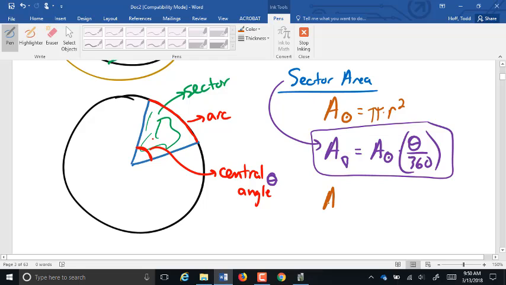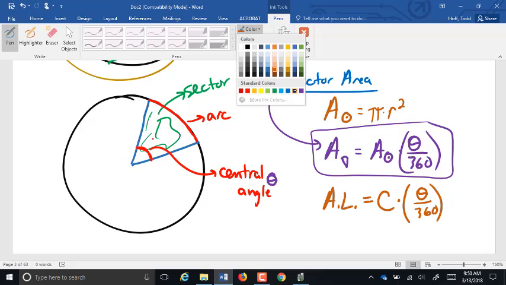The arc length is defined as a piece of the circumference. It's the circumference times what? That same fraction, theta over 360.